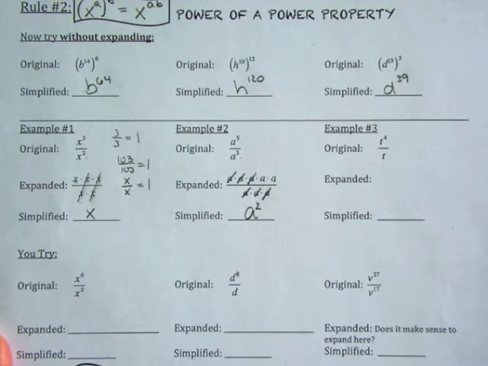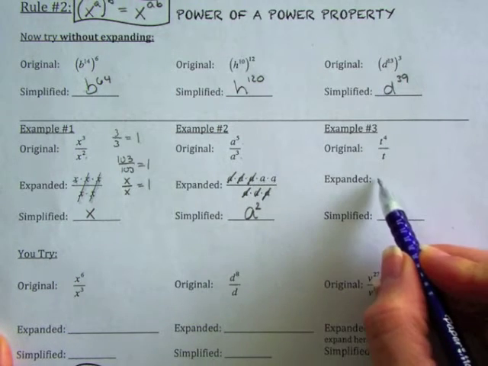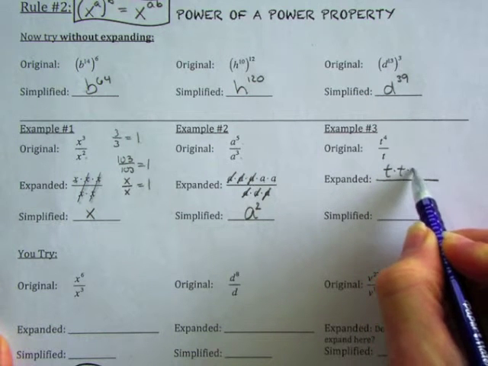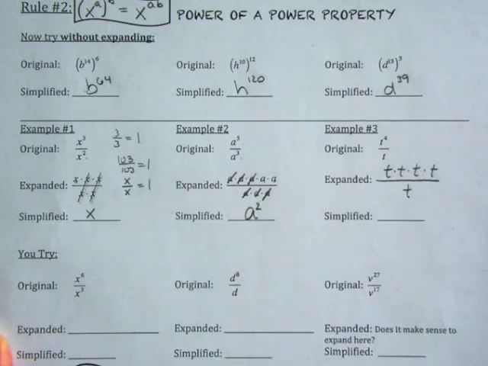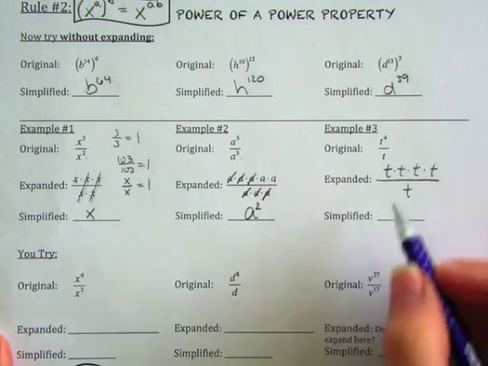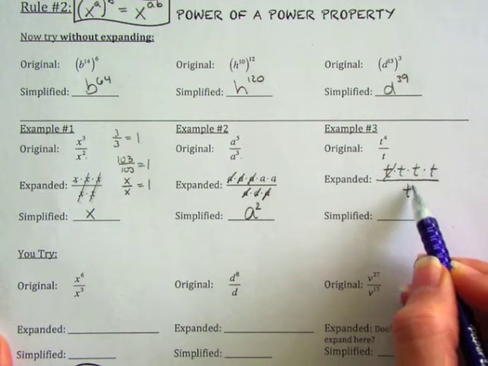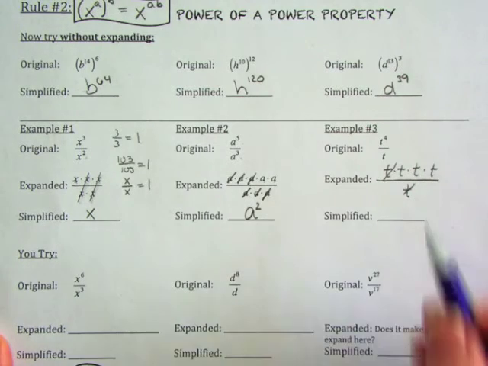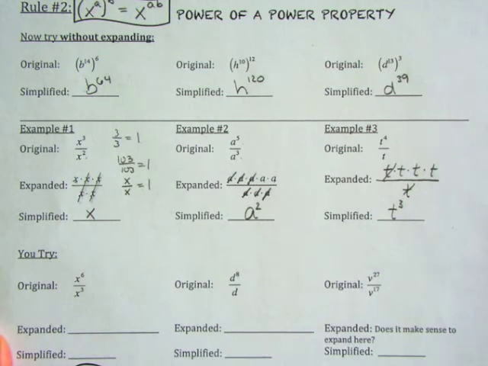Okay, now it's our turn to try it all ourselves. We have t to the 4th divided by t. Writing it out expanded means I have t multiplied by itself 4 times divided by t. Since there's 1 t in the bottom and 4 t's on the top, I'm able to divide away one set of t's. T divided by t becomes 1, and I have 3 t's left over to have a t cubed.